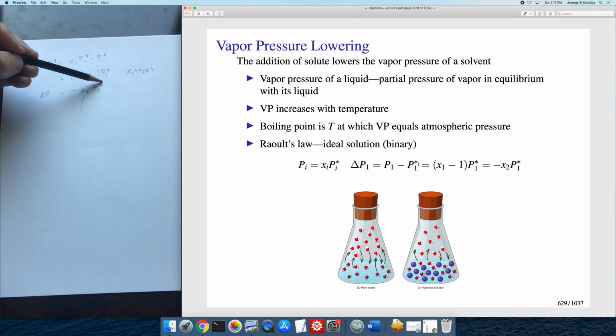Now it depends upon what the solvent is, because the solvent's vapor pressure is determined by the identity of the solvent. But the mole fraction of the solute is independent of the solute. So that's what makes it a colligative property, because the magnitude of the property does not depend upon the identity of the solute, it only depends on its concentration.